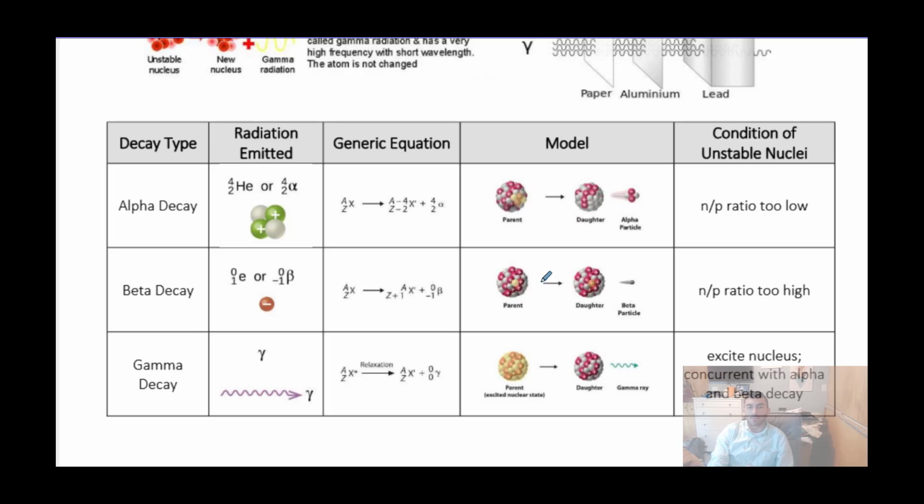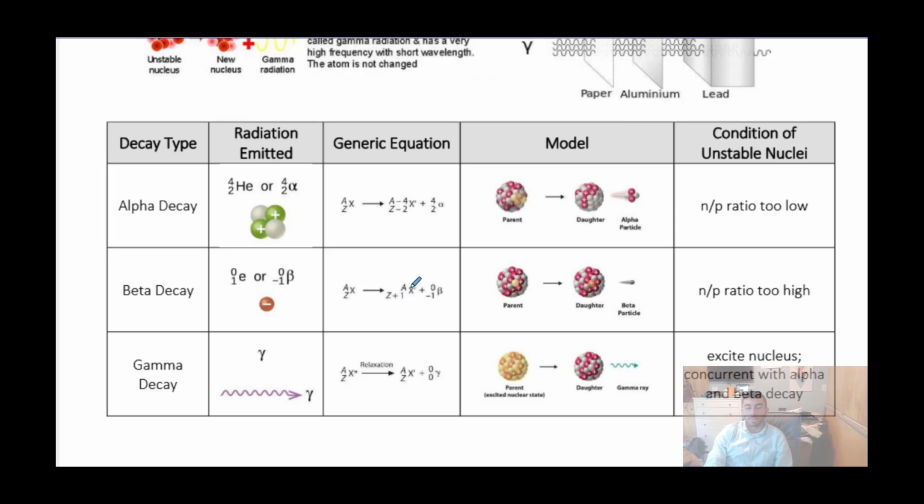This table summarizes the changes that we see, what a generic equation would look like. Alpha decay is essentially a helium nucleus that's being broken off of the nucleus that's changing. So it's 2 protons and 2 neutrons that are leaving the unstable nucleus. The atomic number decreases by 2, the atomic mass decreases by 4.